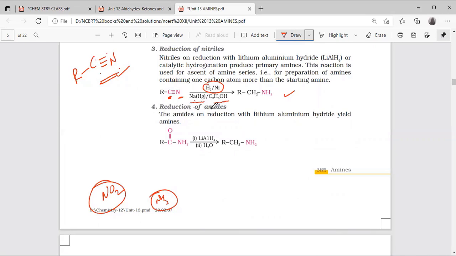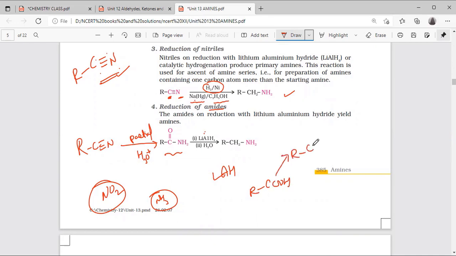Then reduction of amide. If you do partial hydrolysis of RC triple bond N, you will get amide. Yesterday we got this reagent LAH, lithium aluminum hydride. I told you that yesterday we discussed carboxylic acid becoming alcohol. So here also amide is undergoing reduction.